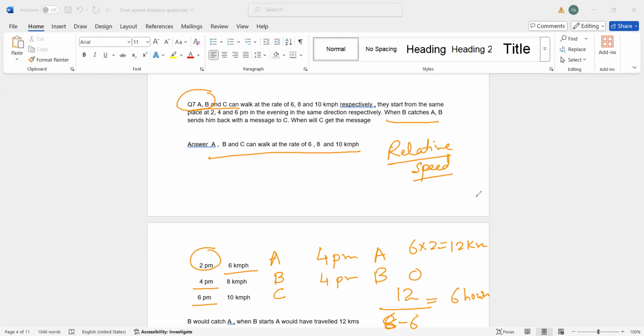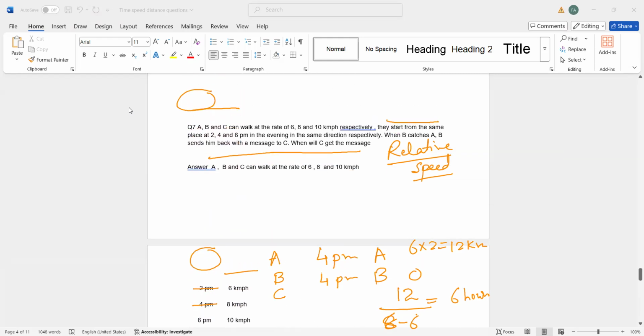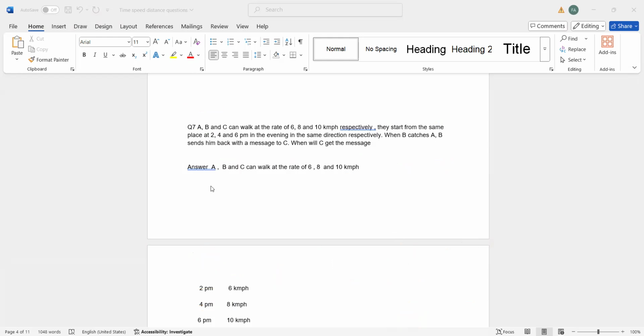All I've done essentially is used the concept that we discussed earlier, the concept about relative speed, where what you're doing is you're using the formula distance upon speed of B minus speed of A. So this is the idea. This is so far all about understanding at what time B catches up with A. So we have seen that B is able to meet A at 10 p.m.